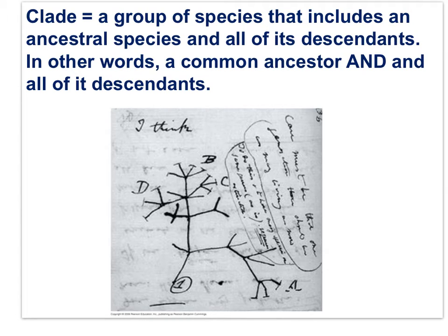In this evolutionary tree drawn by Darwin, we could identify many clades, but let me give you one example or two. This is a clade. This is the ancestral species and all of its descendants. Here is a clade. This is the ancestral species and all of its descendants.